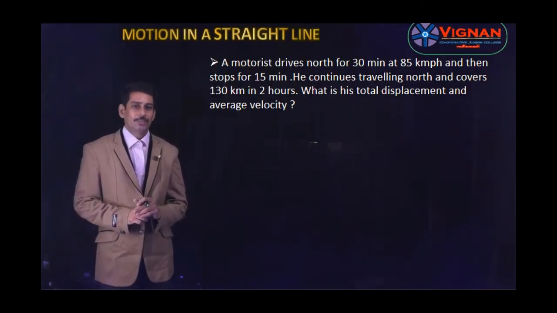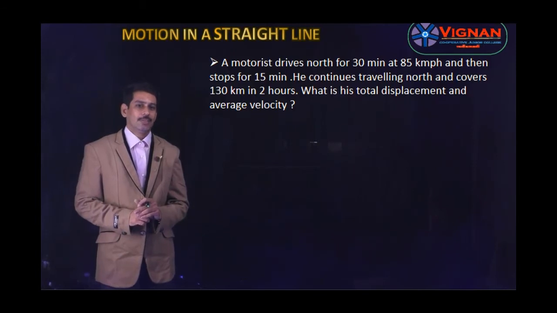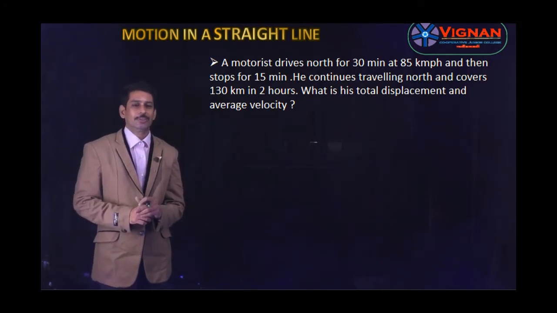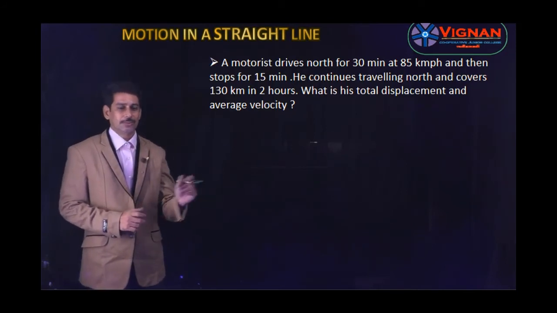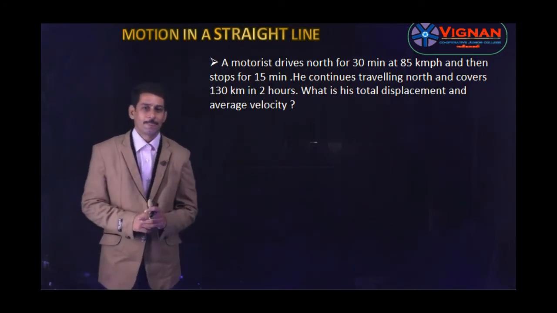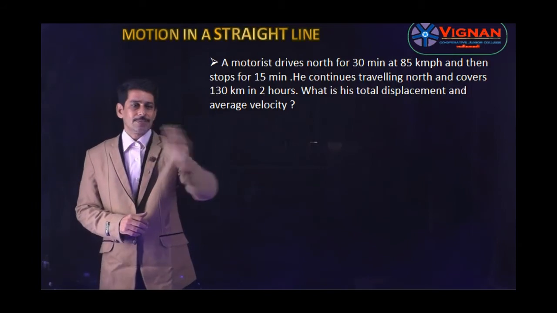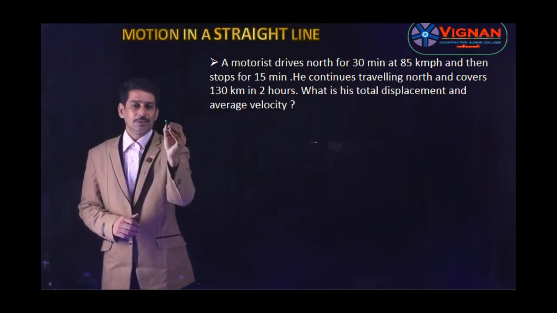A motorist drives north for 30 minutes at 85 km per hour and then stops for 15 minutes. He continues traveling north and covers 130 km in 2 hours. So what is the total distance and what is the average velocity? So let us consider this is the north direction. So he traveled in this direction.